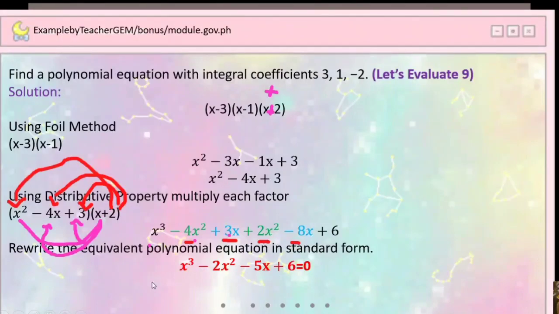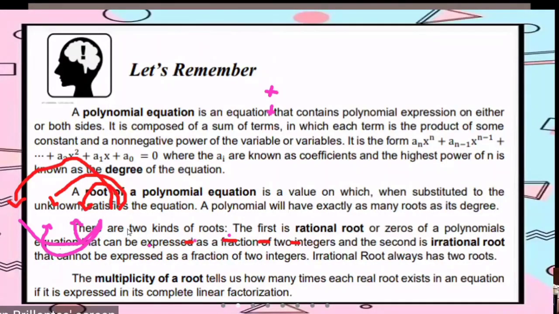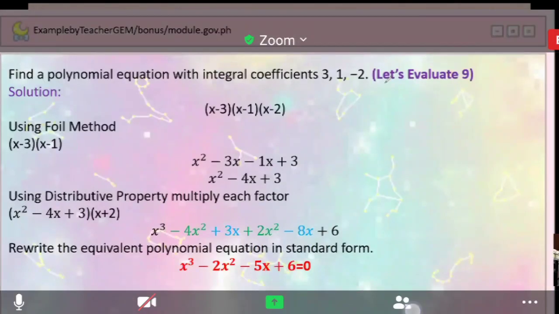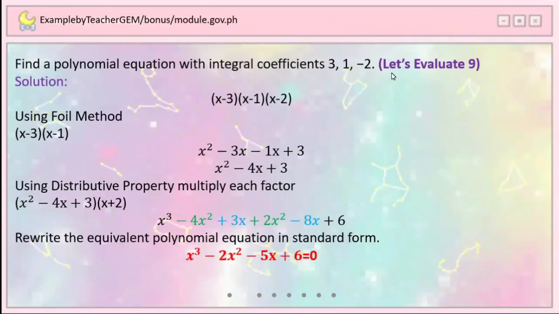So, yan na po yung mismong sagot natin. Anong letter po yan sa ating module? Letter D po ng ating number 9. So, last na po ito. Last na ganon. So, sabi dito, yan.